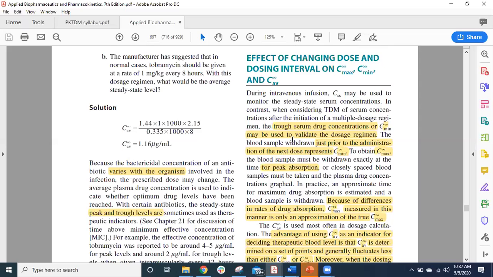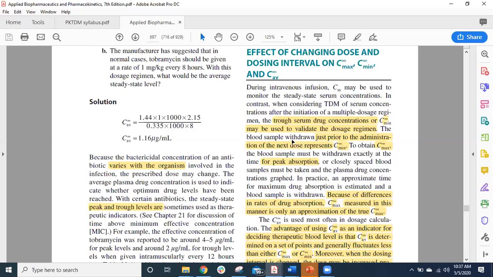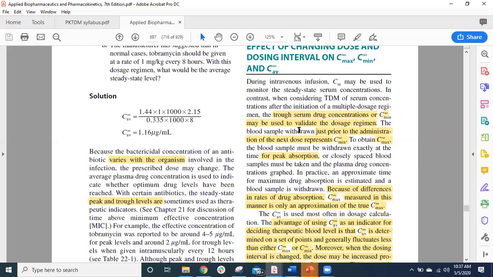So CSS is an important parameter, we all know. For many drugs, serum trough concentration, or C minimum, is also important. Trough is the lowest concentration, that's the C minimum. So they often depend on this C minimum to validate the dosage regimen. For that they take the blood sample immediately prior to the next dose, because at that time, just before the next dose, the concentration of the previous dose has gone low.